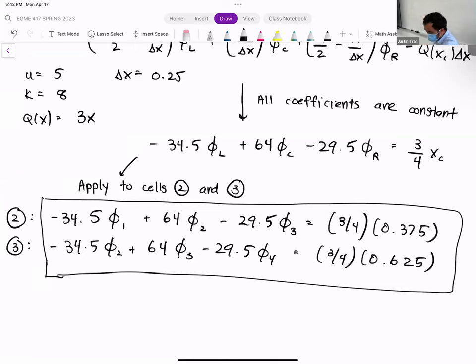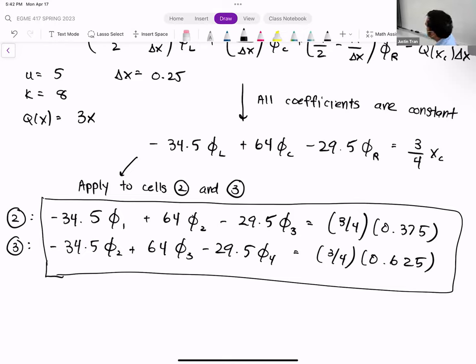So that's 2 out of the 4 equations that we need. For the interior cells, and for interior nodes as well, whenever you have neighbors on all sides of your cell, you can go ahead and just apply the interior cell equations.